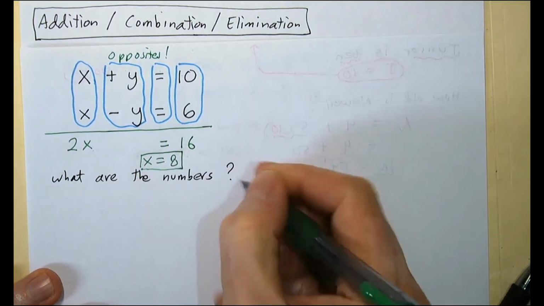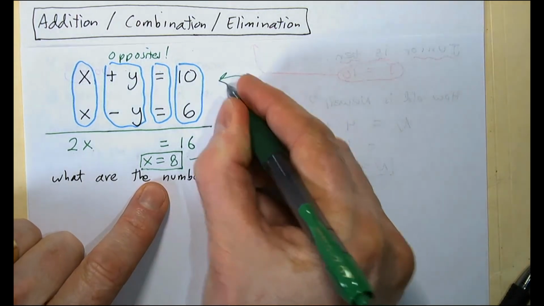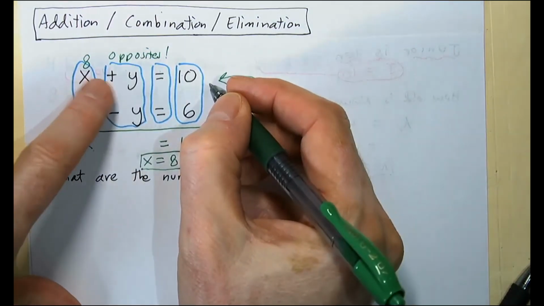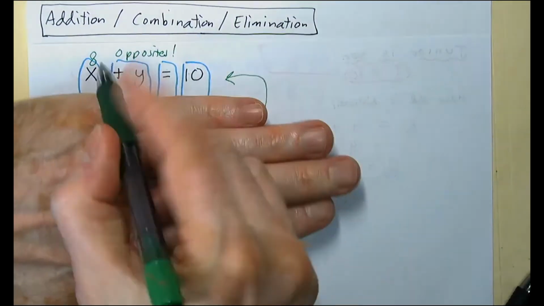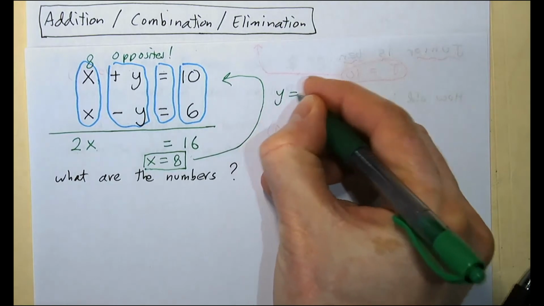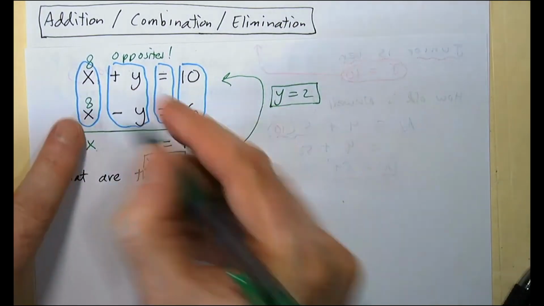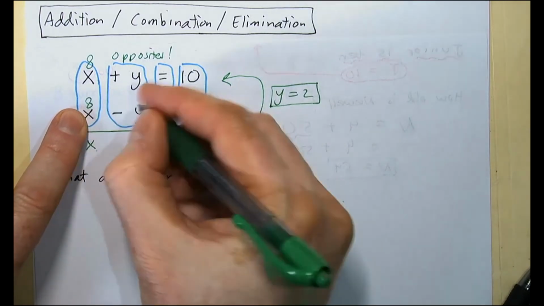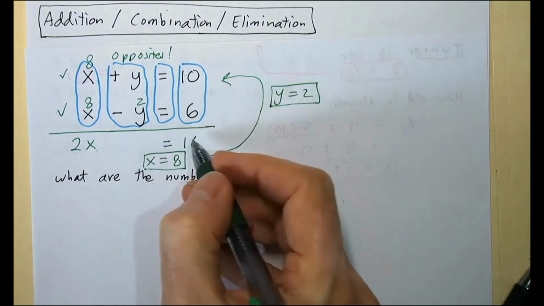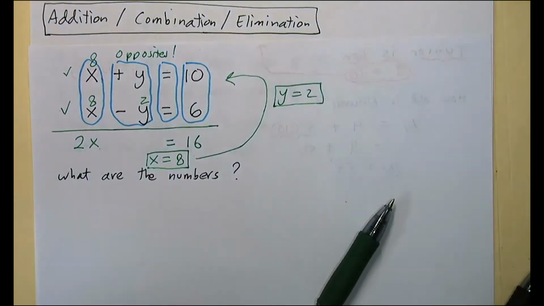x is 8. Now you can go back and say, well, if x is 8, let's just plug it in. Either equation. If x is 8, you could put an 8 right there. 8 plus what is 10? Oh, 8 plus 2, okay. y is 2. You could have also plugged into this one. Just make sure it works. 8 minus 2. Make sure it works in both equations. If you mess up, it only works in one. So 8 and 2, elimination method.